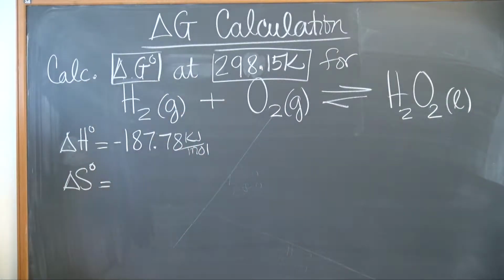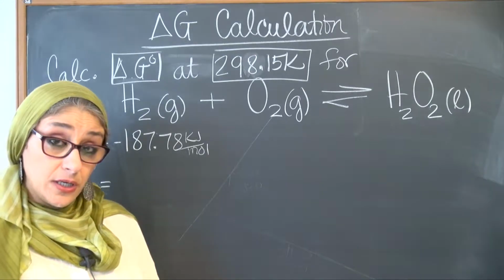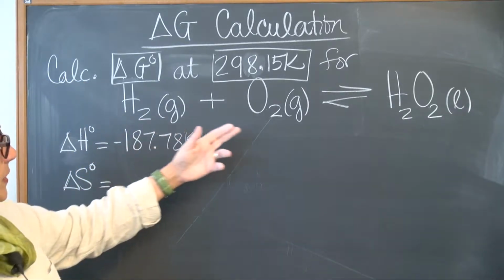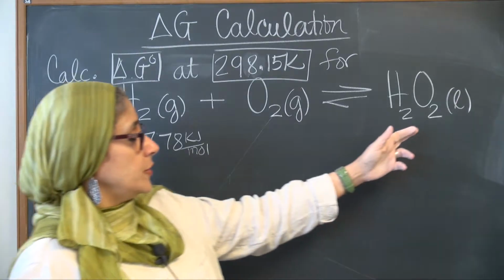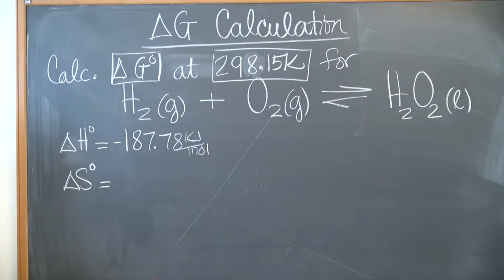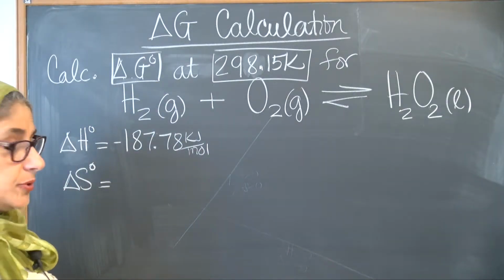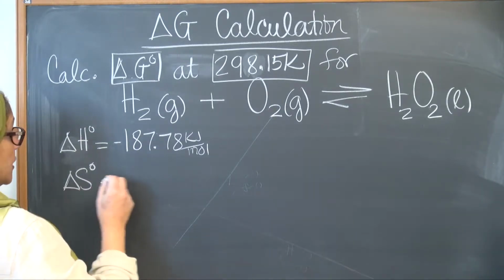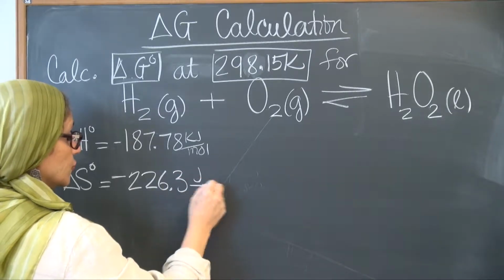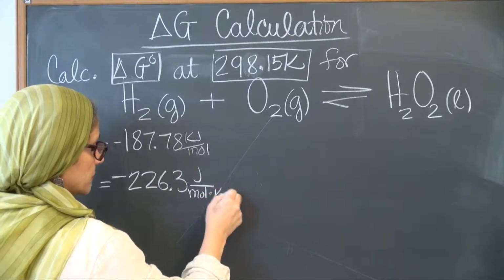I will give you the number here in a minute, but I also want you to think about what you expect the delta S value to be. Is it going to be positive or negative? Well, we're starting with 2 moles of gas, and we're going to 1 mole of liquid. So what do you think happens? We are expecting a decrease in entropy, a negative value, which is actually the case. The entropy for this reaction is negative 226.3 joules per mole per Kelvin.